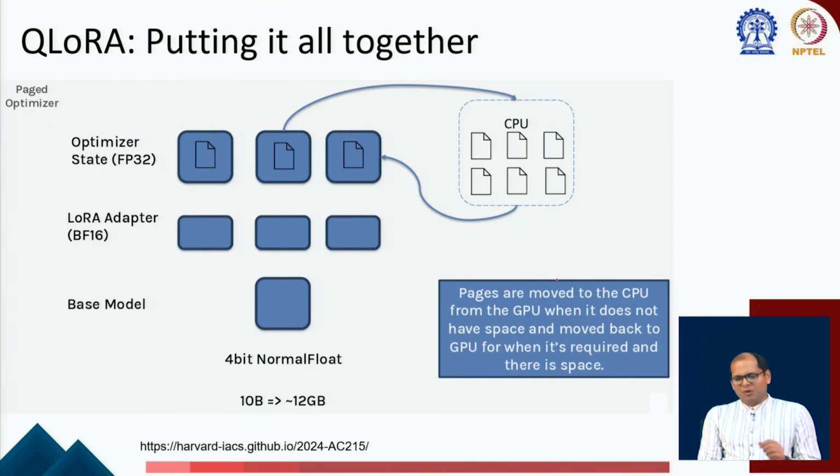Okay, so putting it all together, it seems like for a 10 billion model you can just use say 12 GB of memory, and that generally works by using all these ingredients of QLoRa, right. So pages will be moved from the GPU to the CPU whenever you don't have space, right. You will move it back to the GPU whenever it is required and there is space.